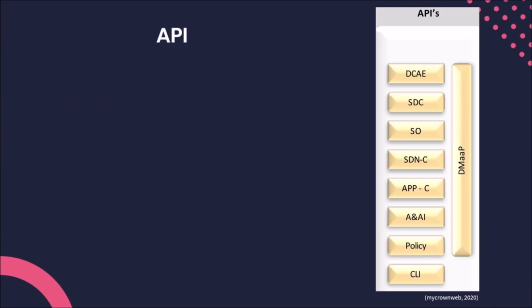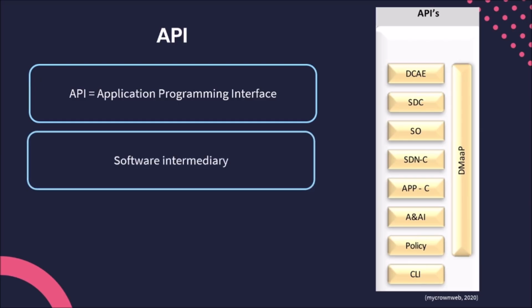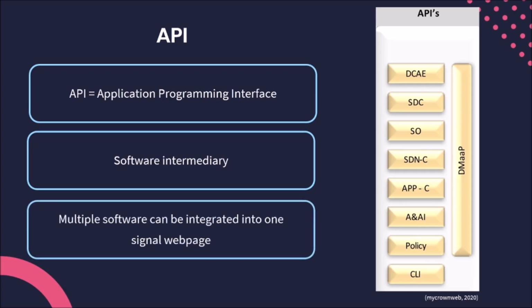And lastly, API, which is the Application Programming Interface. This is a software intermediary that allows two applications to interact with each other on a web-based platform. From the illustration, we can see a stack of applications that interact with each other. With the API, multiple software can be integrated into one single web page.